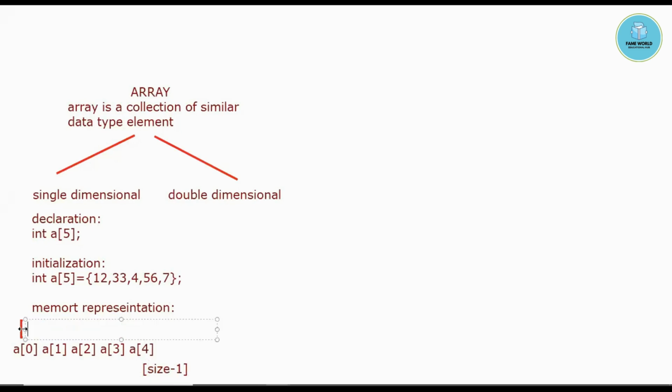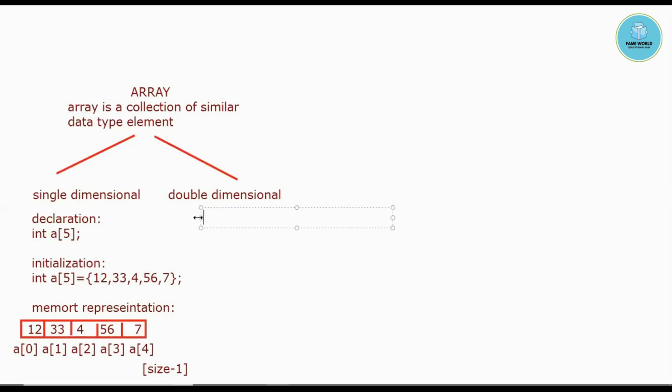And the values we have taken are 12, 33, then 4, then 56, then 7. So these were the values which we have taken. If we have such values, this is how it is stored in memory. And the array always starts from the 0th index. So a of 0 is the first index, and a of 4 is the last, having the value 7 according to the initialization which we have done.